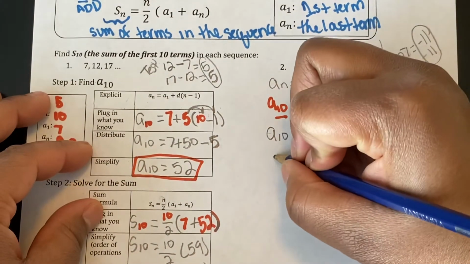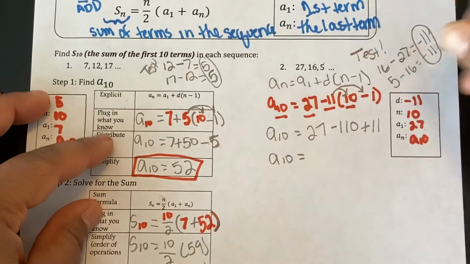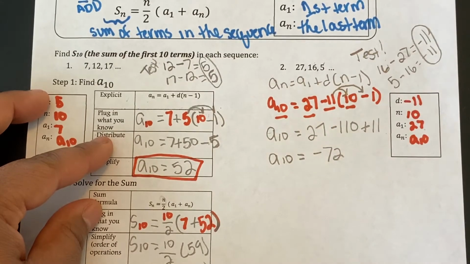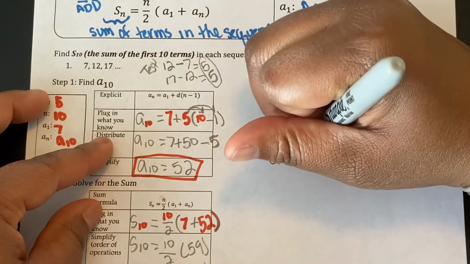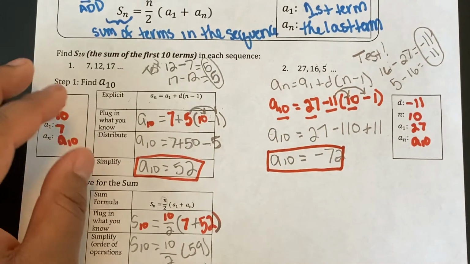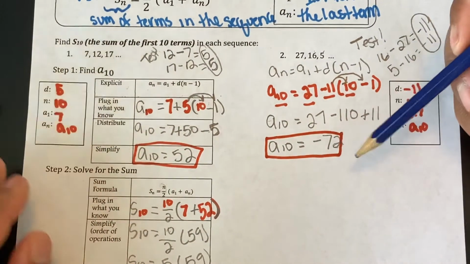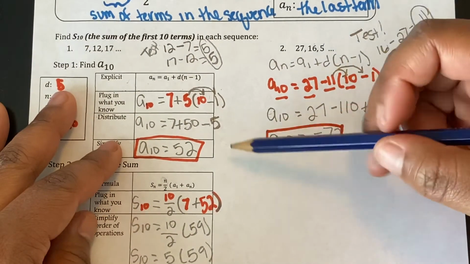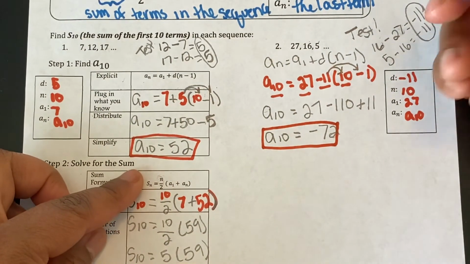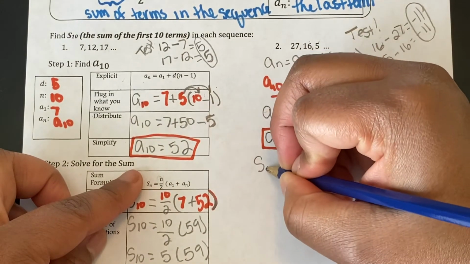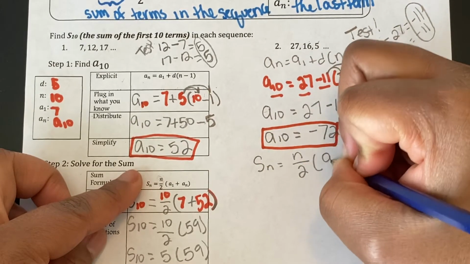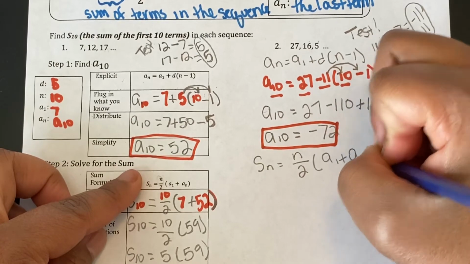Okay. So then a sub 10 equals negative 72. So the 10th term in the sequence is negative 72. So now that I know that, I'm going to take my negative 72 and plug it in with everything else I know into my sum formula. So S sub n equals n divided by 2 times a sub 1 plus a sub n.